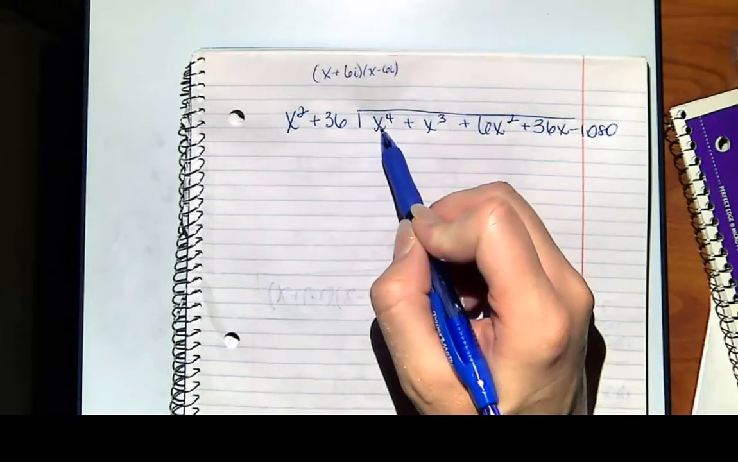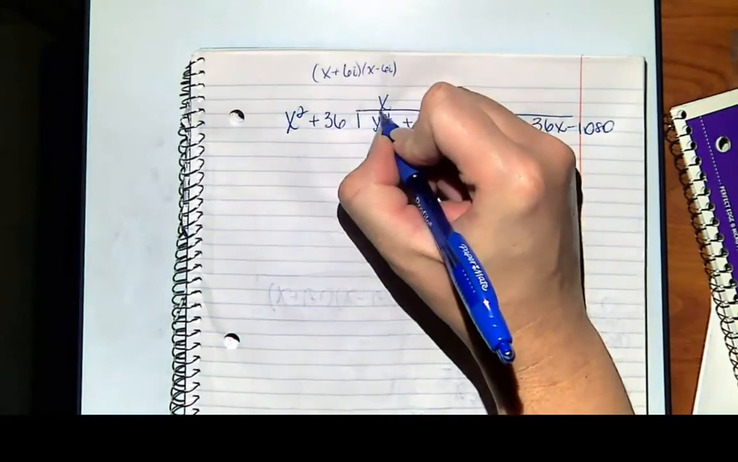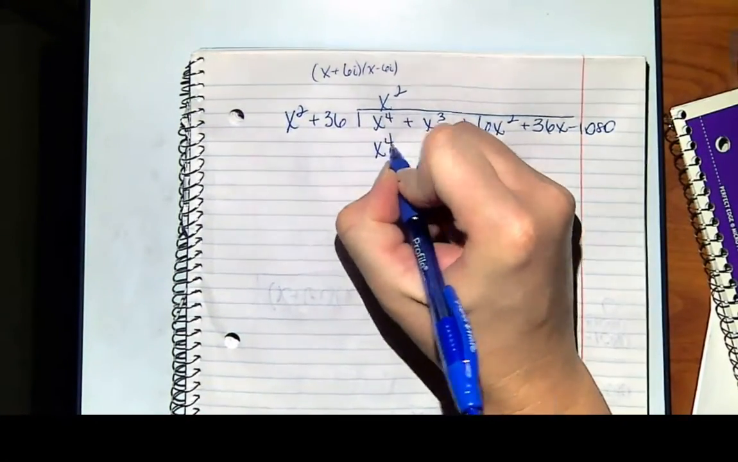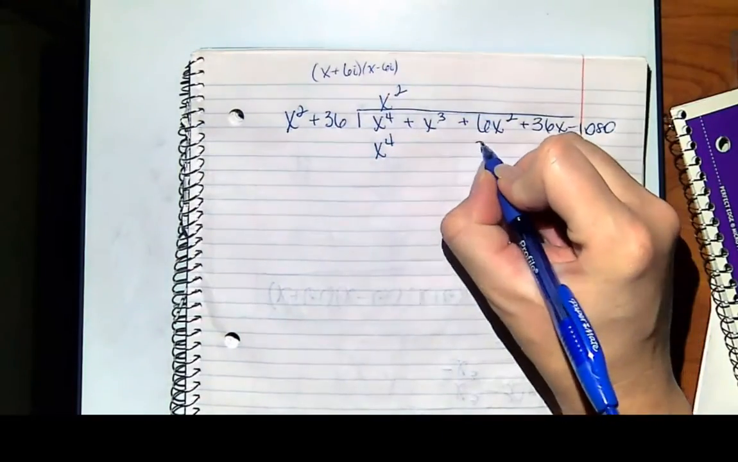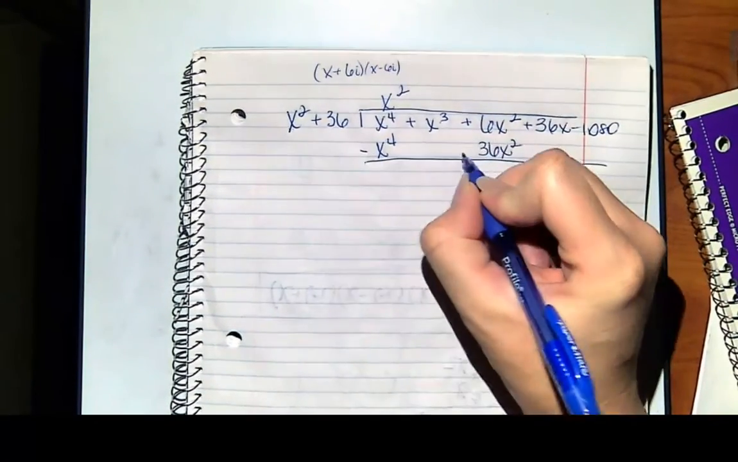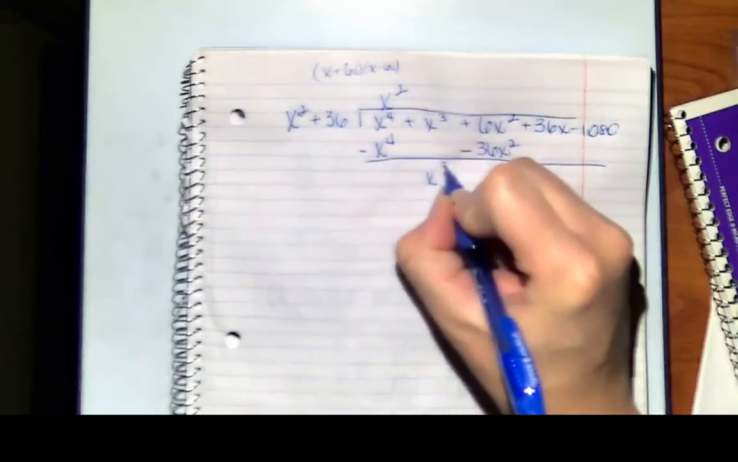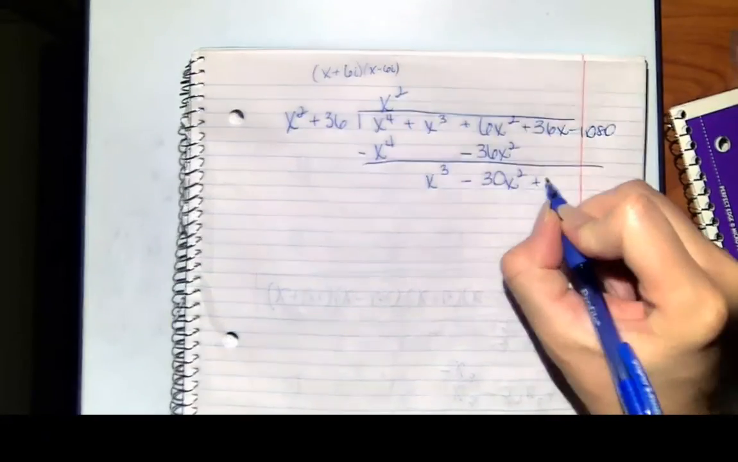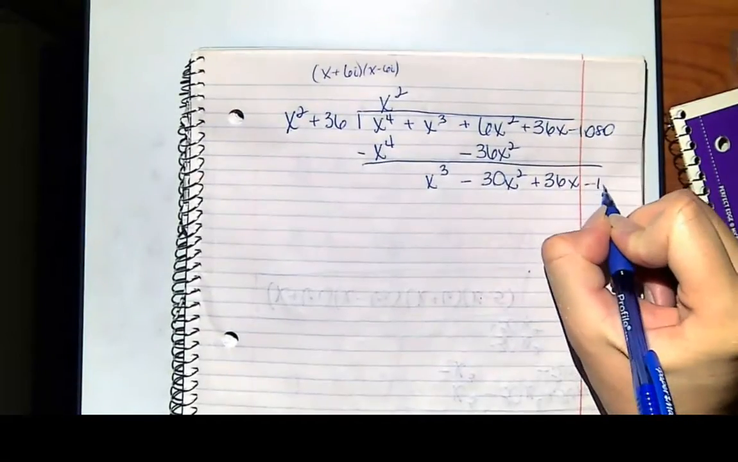So I have an x squared. I need an x to the fourth. So that gives me x squared. X squared times x squared is x to the fourth. X squared and 36 is 36x squared. And then change your signs. So now I have an x to the third minus a 30x squared plus a 36x minus 1080.